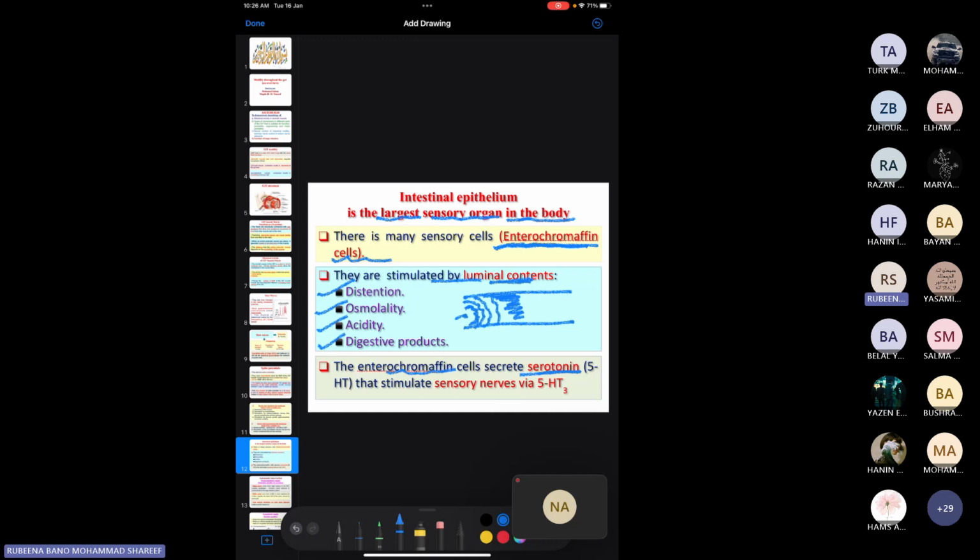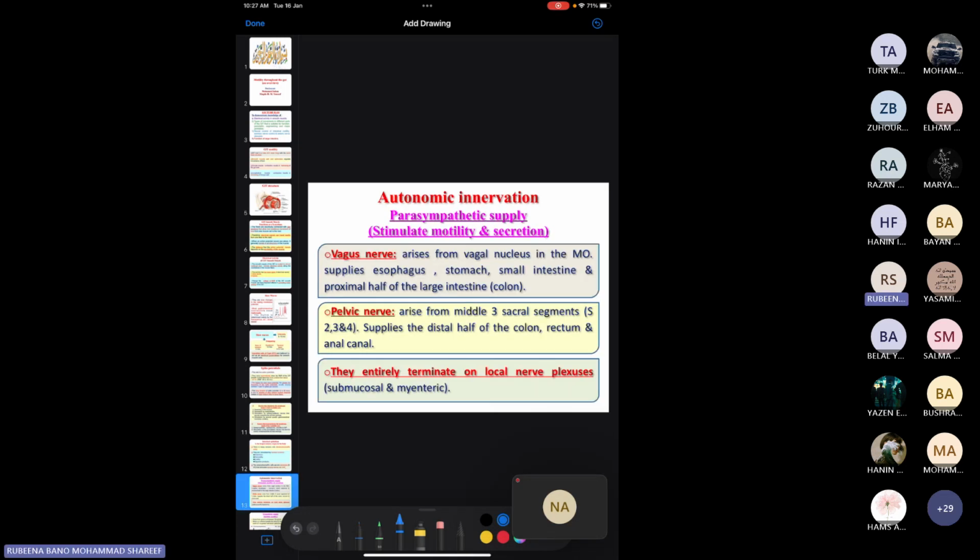That stimulates sensory nerves via 5-hydroxytryptamine. Simply, you have to remember these enterochromaffin cells. These are the sensory cells present in the intestinal epithelium. They secrete serotonin. Also, so far we have talked about the enteric nervous system, which is also called the intrinsic nervous system, enteric or intrinsic.